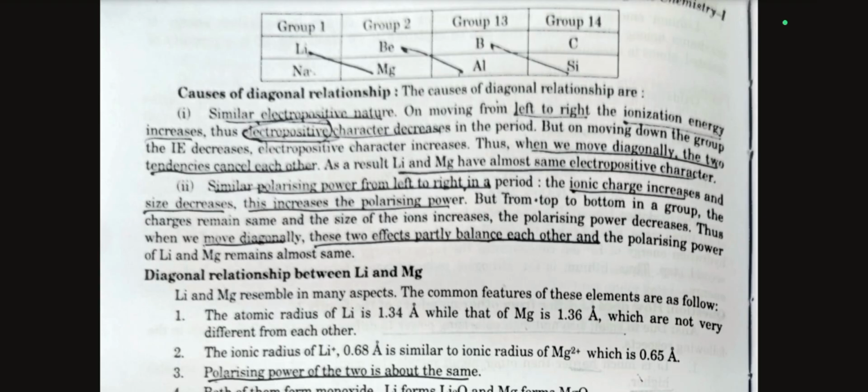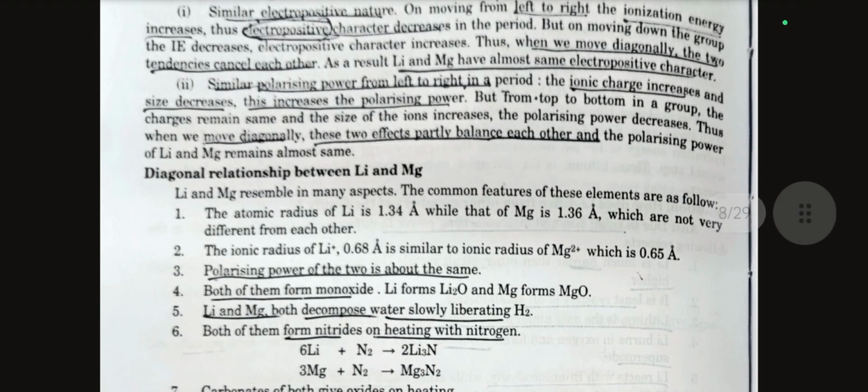Diagonal relationship between lithium and magnesium. Lithium and magnesium have many common features. The atomic radius of lithium is 1.34 and that of magnesium is 1.36 angstrom, which are not very different from each other. The ionic radius of Li⁺ is 0.68 angstrom, similar to the ionic radius of Mg²⁺, which is 0.65 angstrom. Polarizing power of the two is about the same.